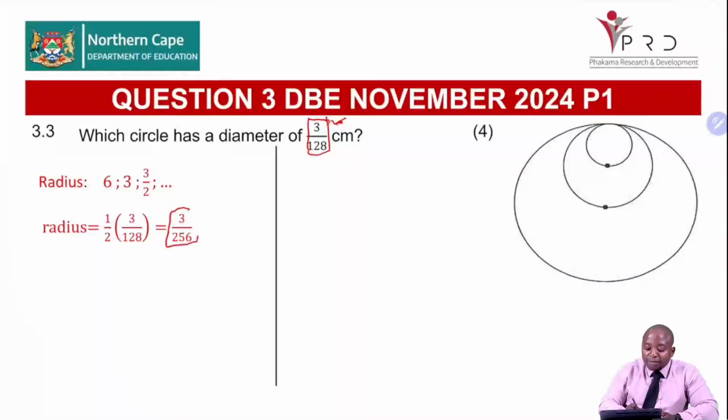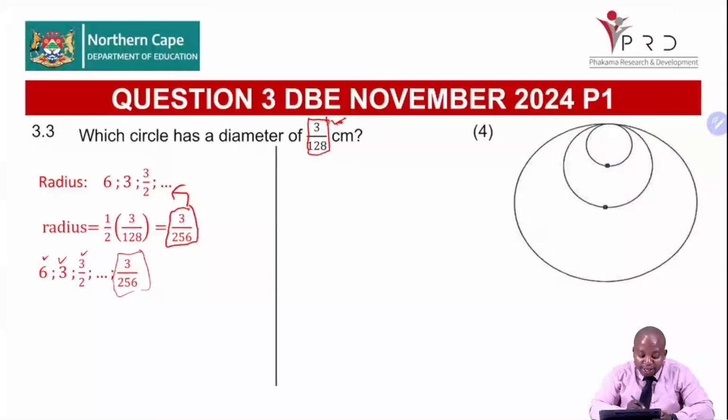Then this is the value that I'm going to work with on my sequence. Why am I working with 3 over 256 instead of 3 over 128? 3 over 128 is the diameter, and my sequence is working with the radiuses, so I had to get the radius of that diameter. Then I can see that I am looking for the circle, so we are going to say term 1, term 2, term 3, which is the radius of the first 3 circles, to the radius of the last circle. So I just need to know the position of the radius of the last circle in this case.